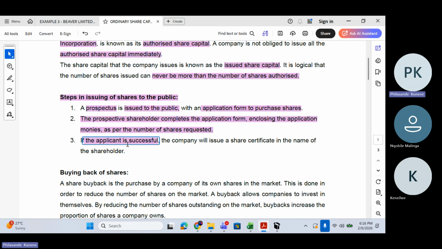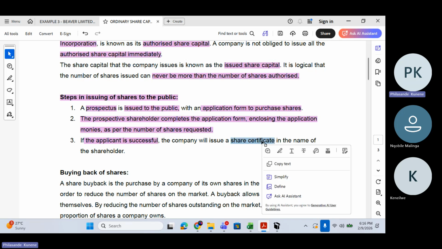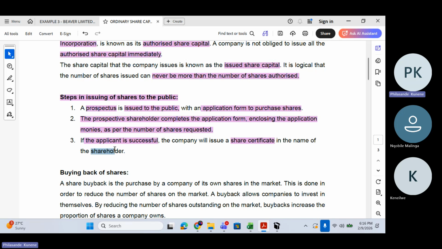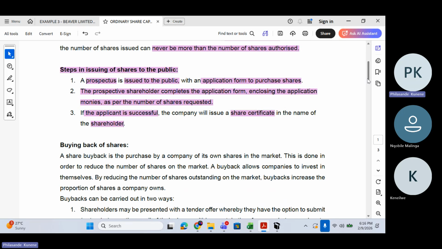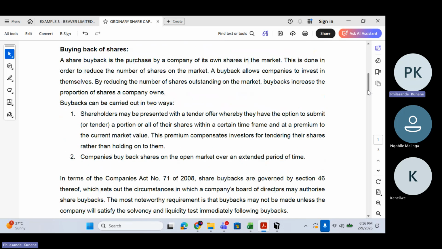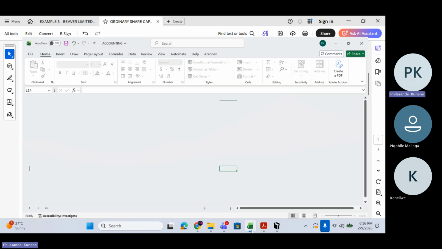If your application is successful, the company will issue a share certificate in the name of the shareholder, which means that if we are giving you these shares as a shareholder, we are going to give you a share certificate. What is the share certificate? It means that you are now a shareholder, your application was successful. So that's how the company issues shares to the public.